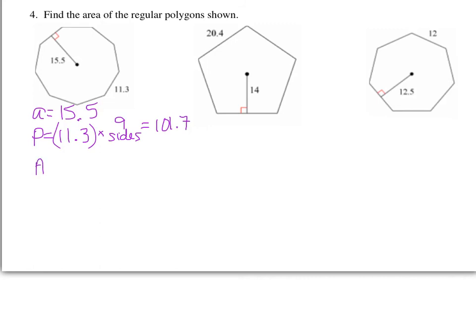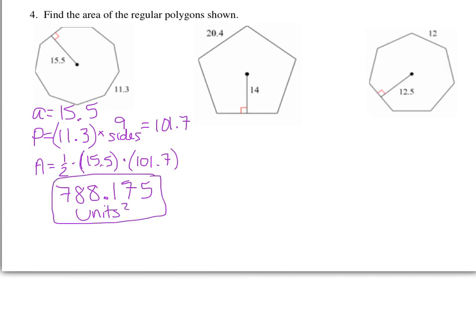So now I can just go ahead and start filling everything in. So I've got 1/2 times, and I suggest you use parentheses because there will be a lot of decimal numbers in here. You might mistake a decimal for a multiplication symbol or vice versa. So times 101.7. All right, so when we type that all in the calculator, I get 788.175, and we don't have any units on here, so we're just going to write units squared. I would rather have you write the word unit squared than leave nothing on there for the area. So just try to find some type of units to put with your answer.